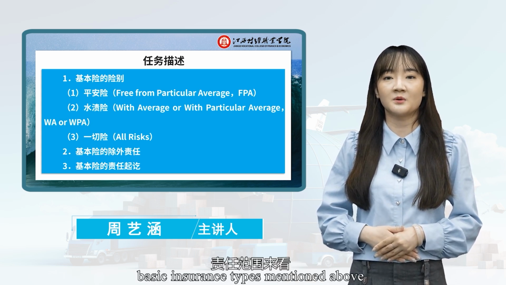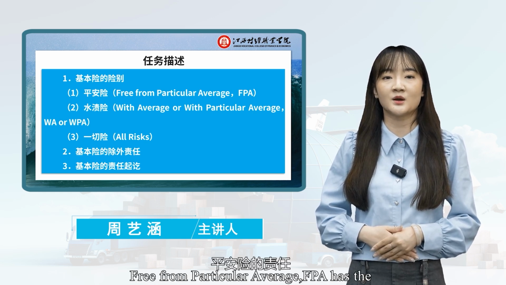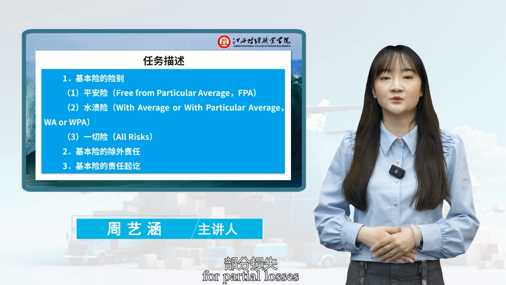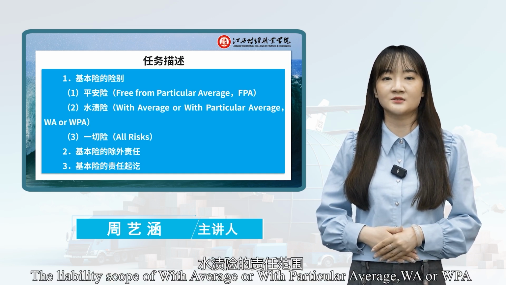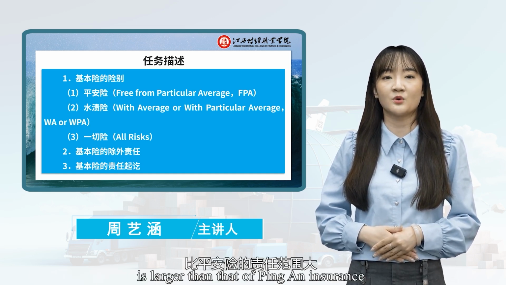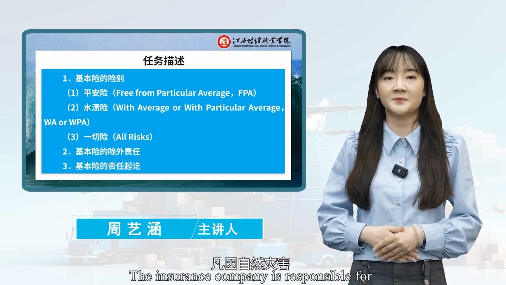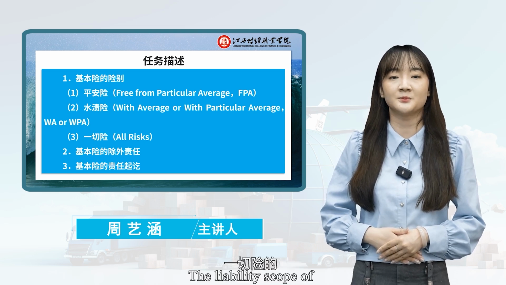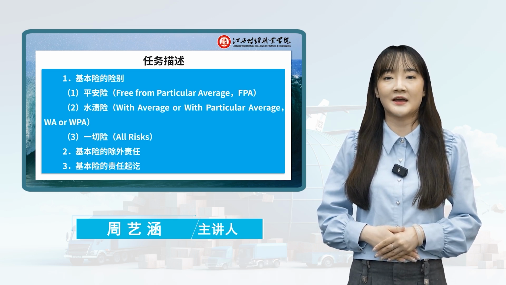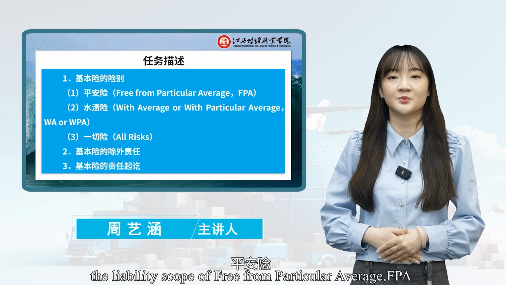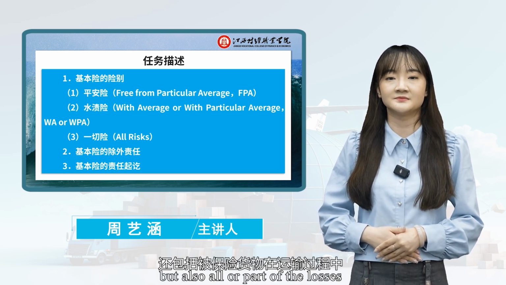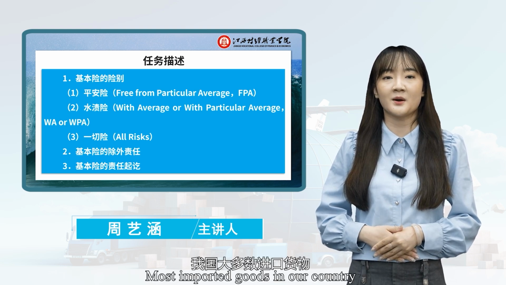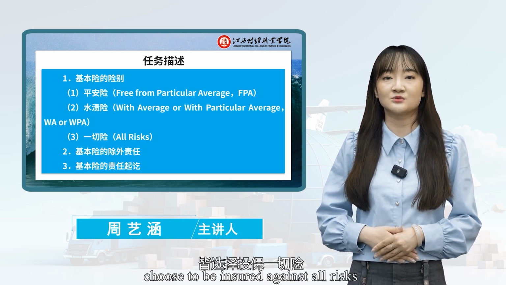From the perspective of the 3 basic insurance types mentioned above, Ping An insurance has the smallest scope of liability. It generally does not assume compensation responsibility for partial losses caused solely by natural disasters. The liability scope of water damage insurance is larger than that of Ping An insurance. The insurance company is responsible for compensating for all or part of the losses caused by natural disasters and accidents. The liability scope of all risk insurance is the largest, which includes not only the liability scope of Ping An insurance and water damage insurance, but also all or part of the losses caused by general external risks during the transportation of the insured goods. Most imported goods in our country choose to be insured against all risks.